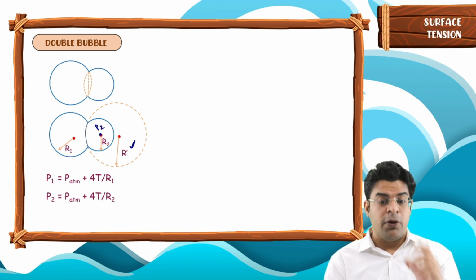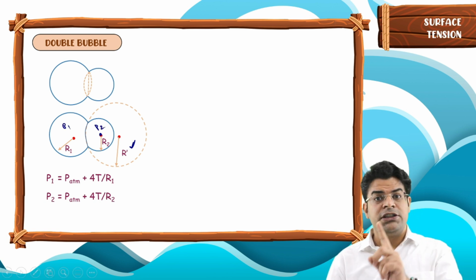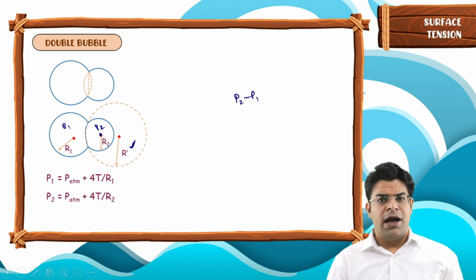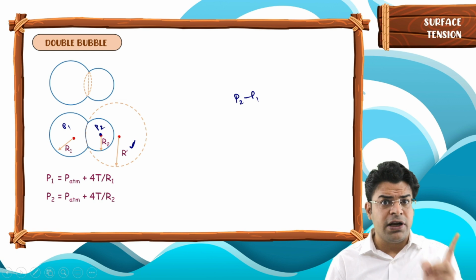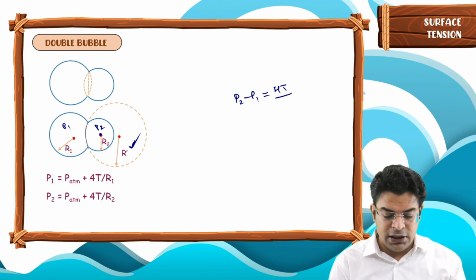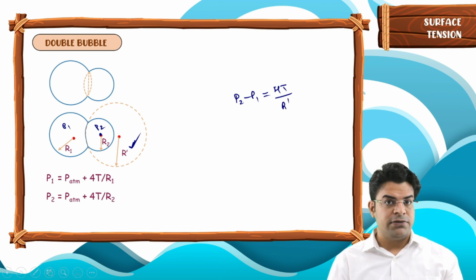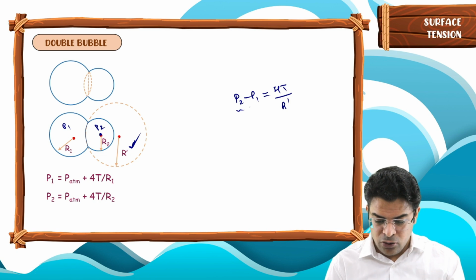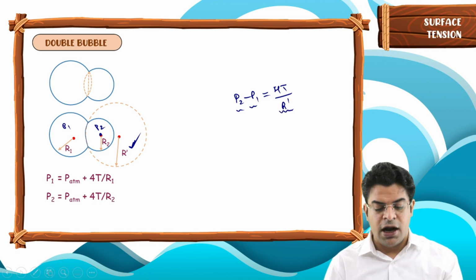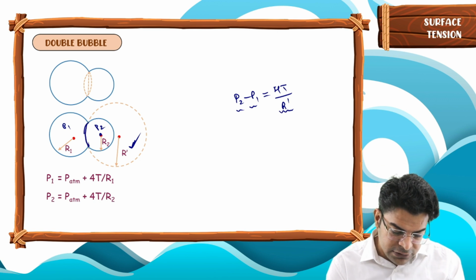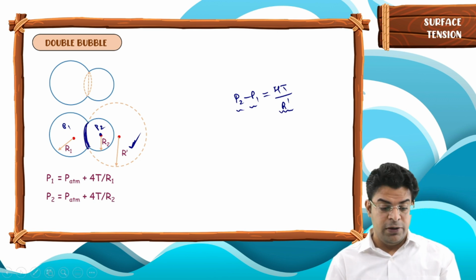Inside the bigger bubble the pressure is P1. So the pressure difference between them will be P2 minus P1. And this pressure difference will be equal to 4T by the radius of the interface, which is r dash. Remember that P2 minus P1 equals 4T by r dash. This interface will also have two surfaces because it's made up of film.